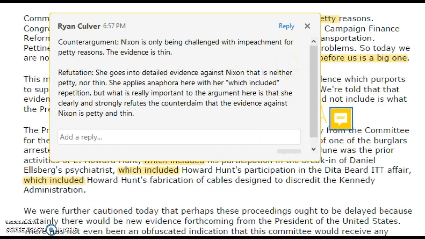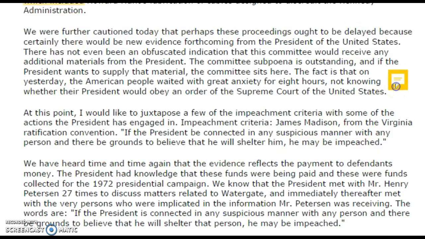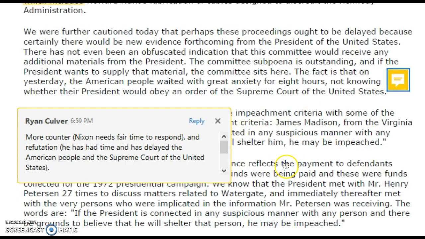Anyways, she goes into that because what's really important is that she has refuted this claim that the evidence against Nixon was petty and thin, with these very specific and detailed examples of where he has betrayed trust against the American people. And in this section, she basically continues to outline counter-argument.